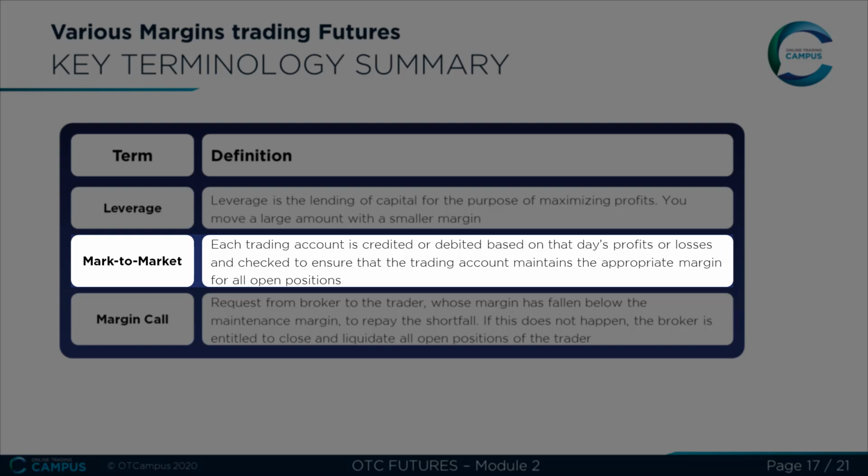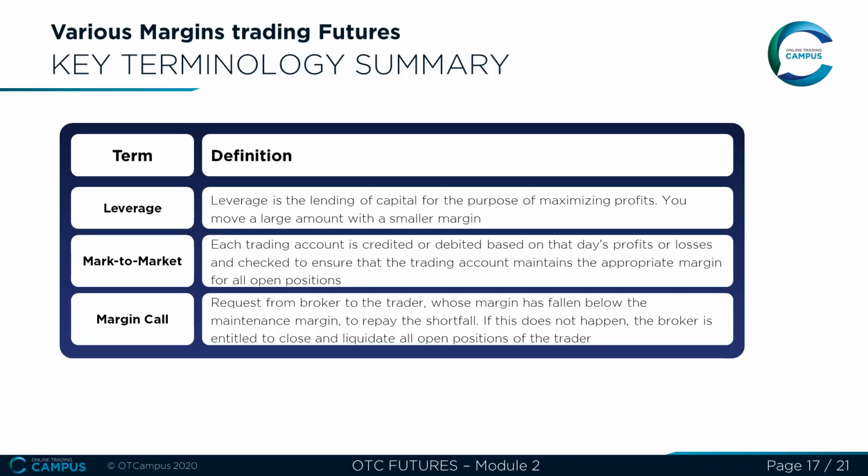Mark to market. Futures contracts follow a practice known as mark to market. At the end of each trading day, the exchange sets a settlement price based on the day's closing price range for each contract. Each trading account is credited or debited based on that day's profits or losses and checked to ensure that the trading account maintains the appropriate margin for all open positions. Your position in the market is secured by a performance bond. A performance bond is an amount of money that must be deposited with your broker to open or maintain a position in a futures account.